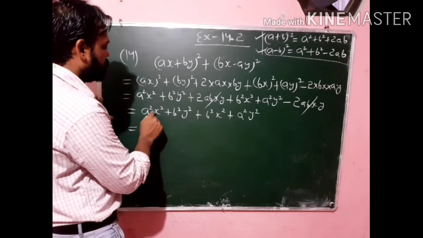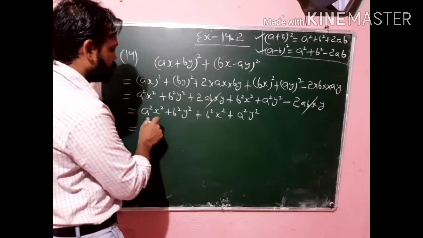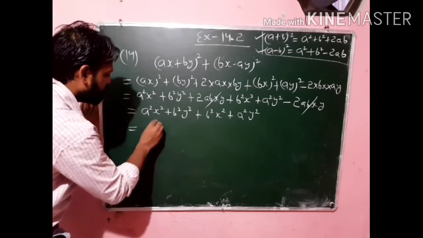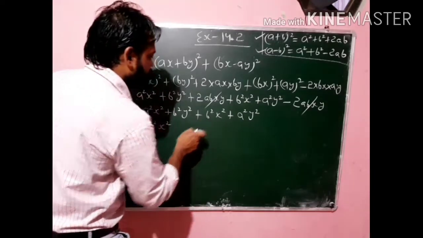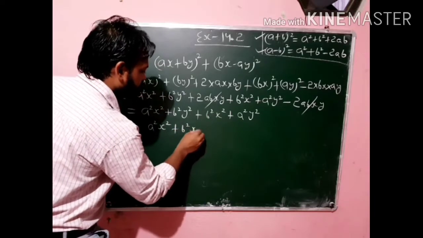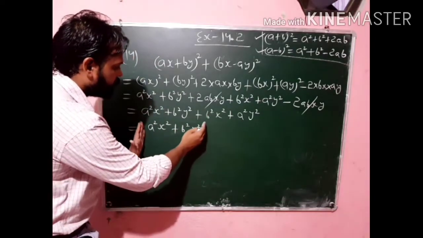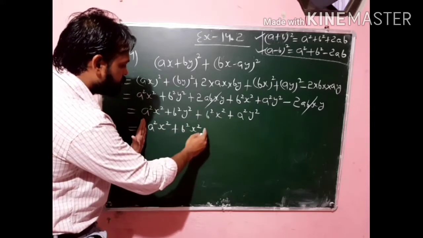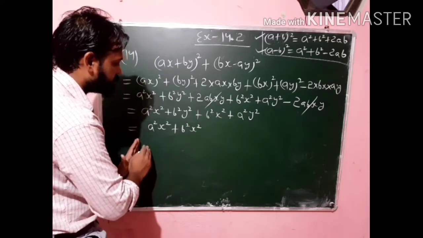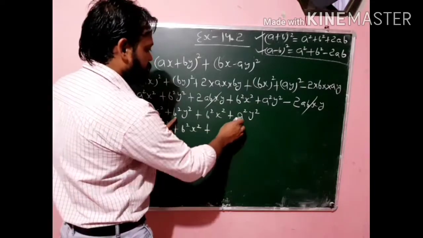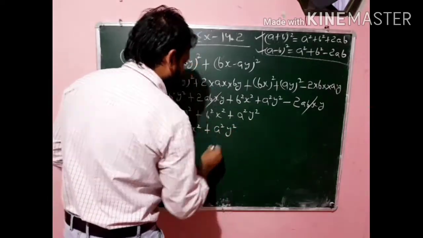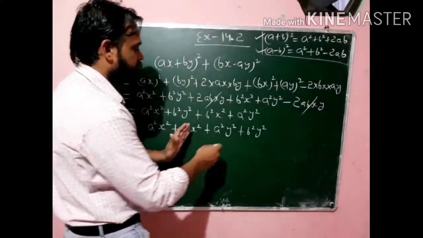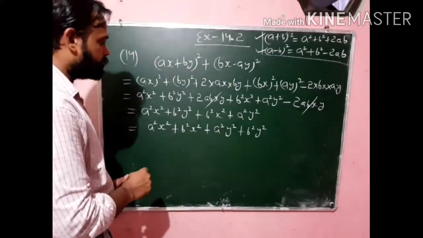Because here we have a x b square y square, no term is common in this case. So you can write here a square x square, and with this term, the third term b square x square. If we take these two terms in the first group, then x square will be common in this case. And also you can write here a square y square plus b square y square. Like this way you can take the second group. I hope this is clear to you.